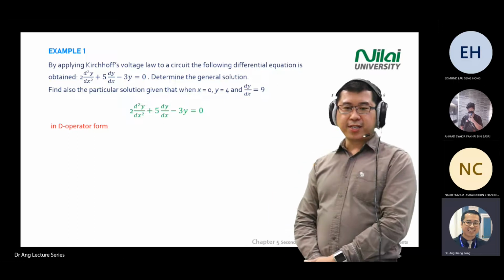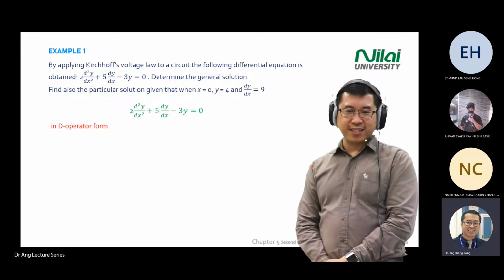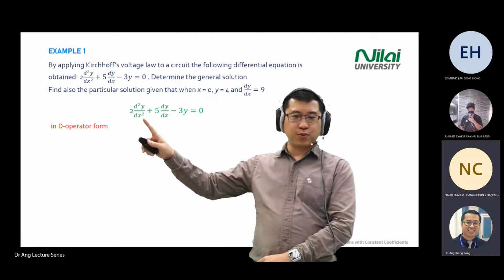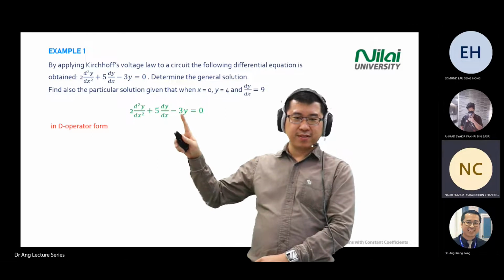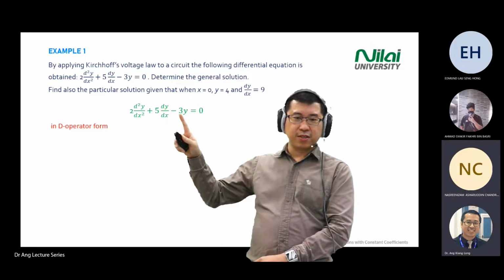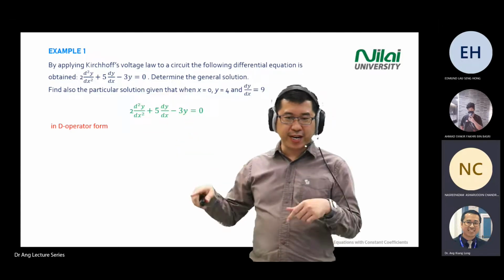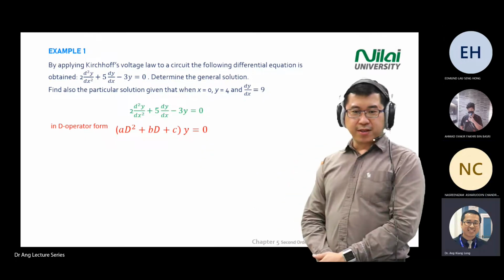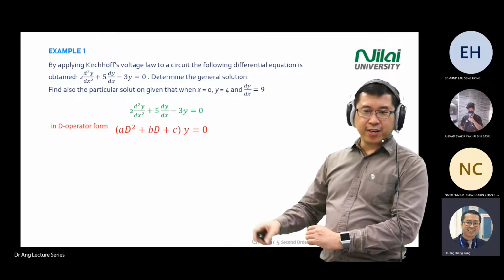Nizam, what should be the answer? 2D squared plus 5D minus 3, close bracket, y. Okay, write in this form. So this is the first step. When you write this, you already get the first mark.